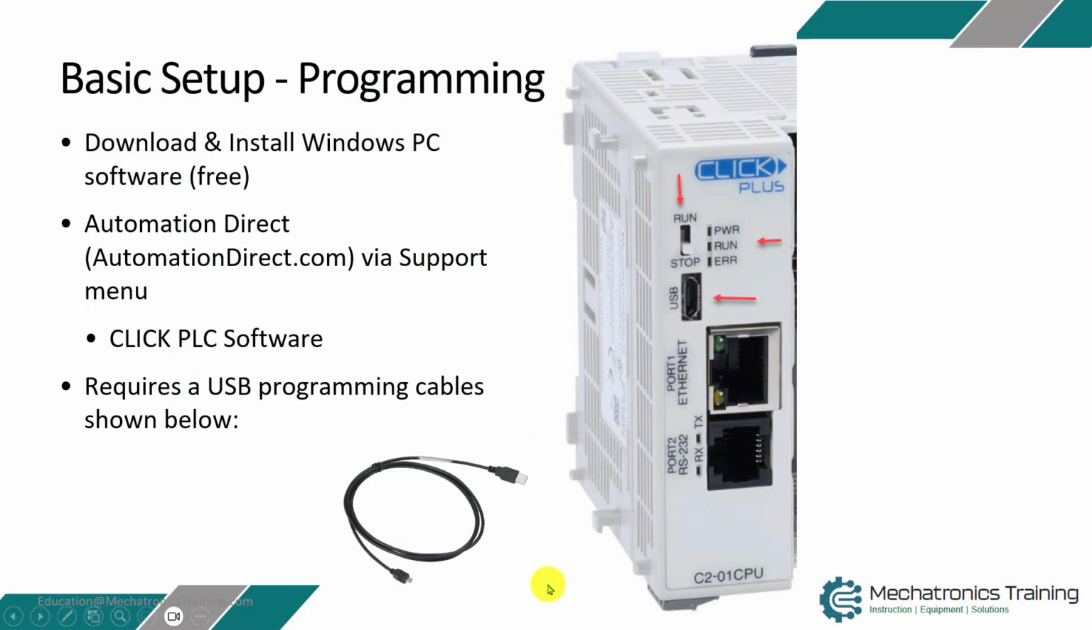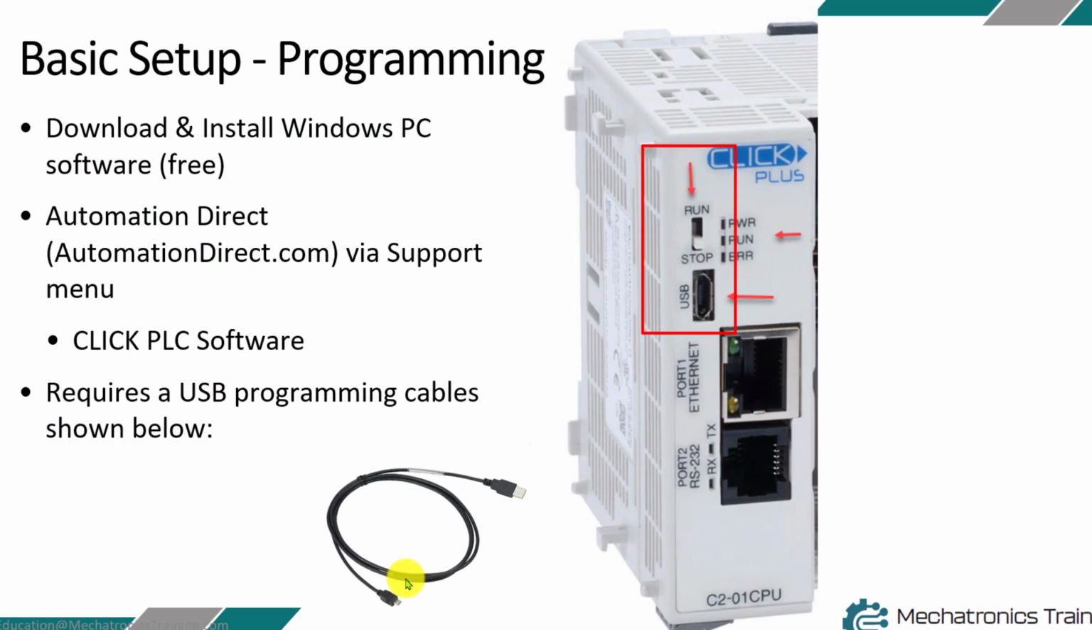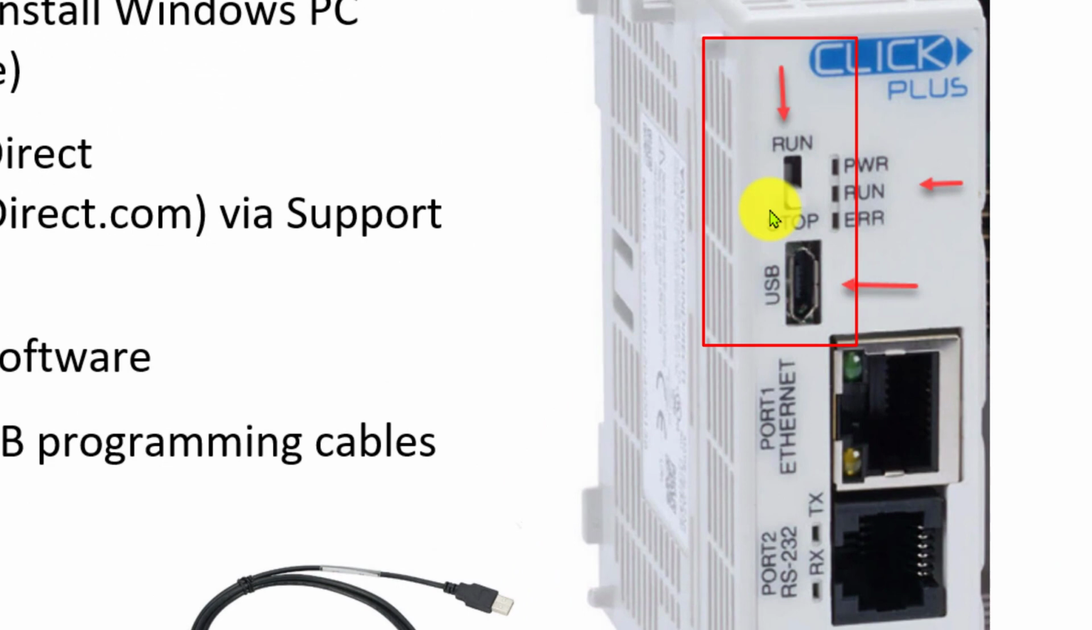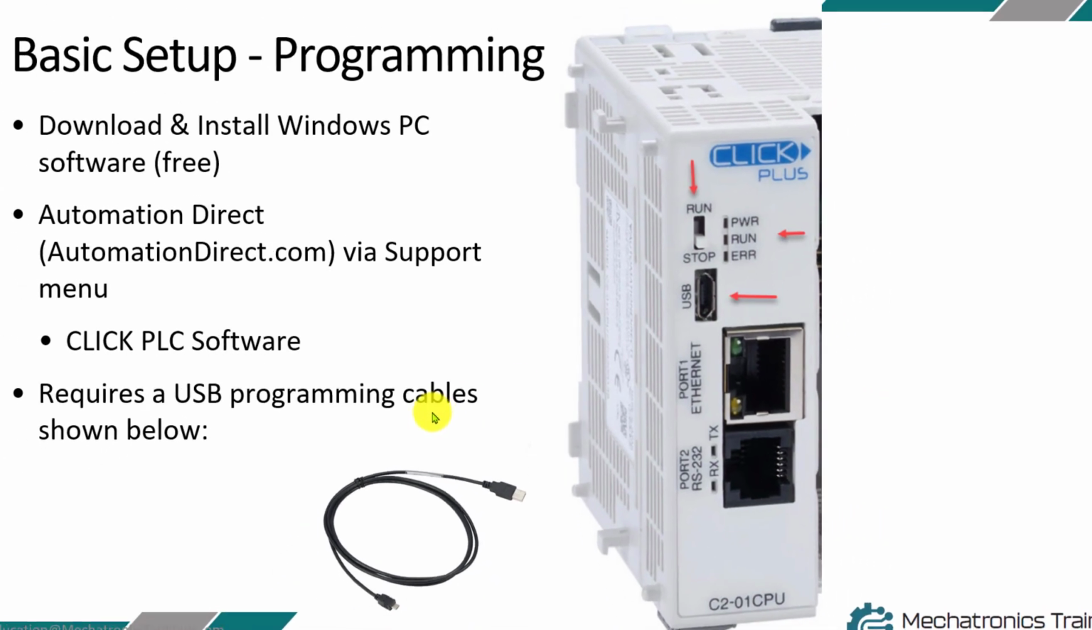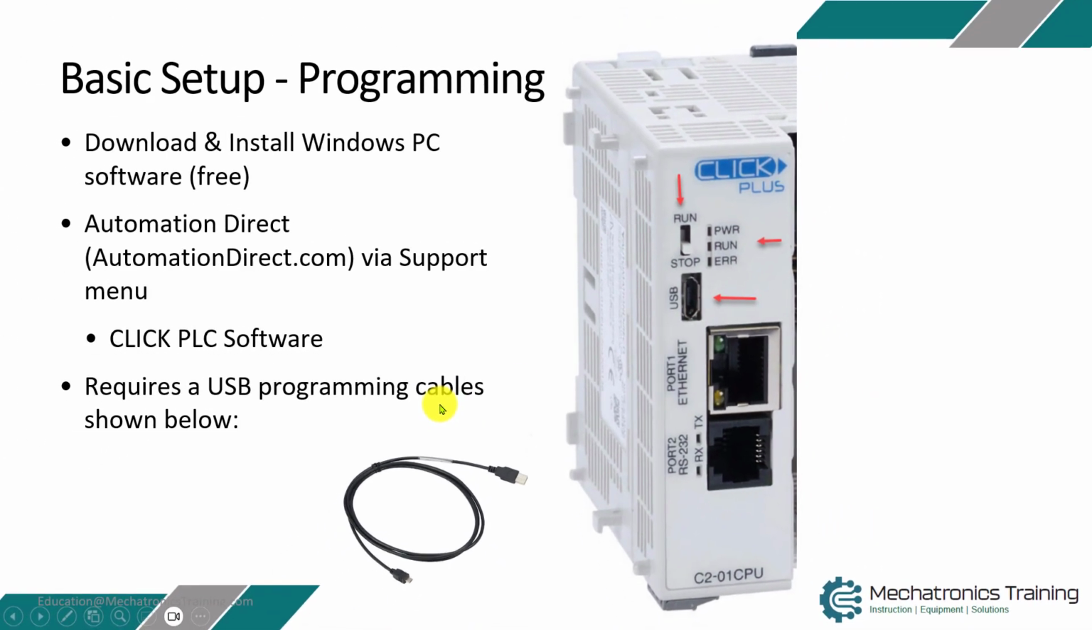When we connect the cable, we need to connect it to the USB port. We're going to use a cable that came with it. We're also going to usually have this switch in the run position. It can be changed remotely through the software. And we're going to verify that power is on and the run light is on when we're actually running the program. There are other ways to connect, but for these lessons, we're going to use the USB programming cable.